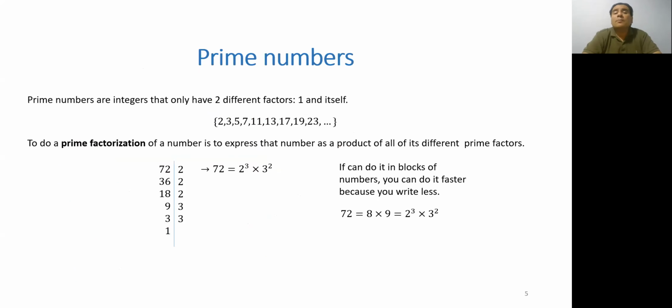Let's talk about now prime numbers. Prime numbers are integers that only have two different factors, 1 and itself. Example, numbers 2, 3, 5, 7, 11, 13, etc. All these numbers have something in common. They can only be divided by 1 and by themselves, not by any other factor.